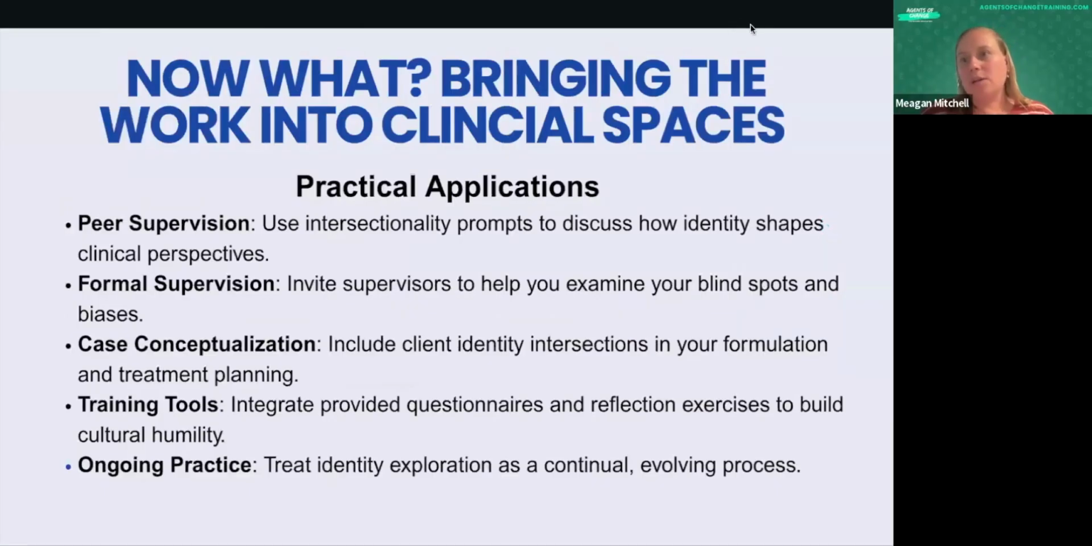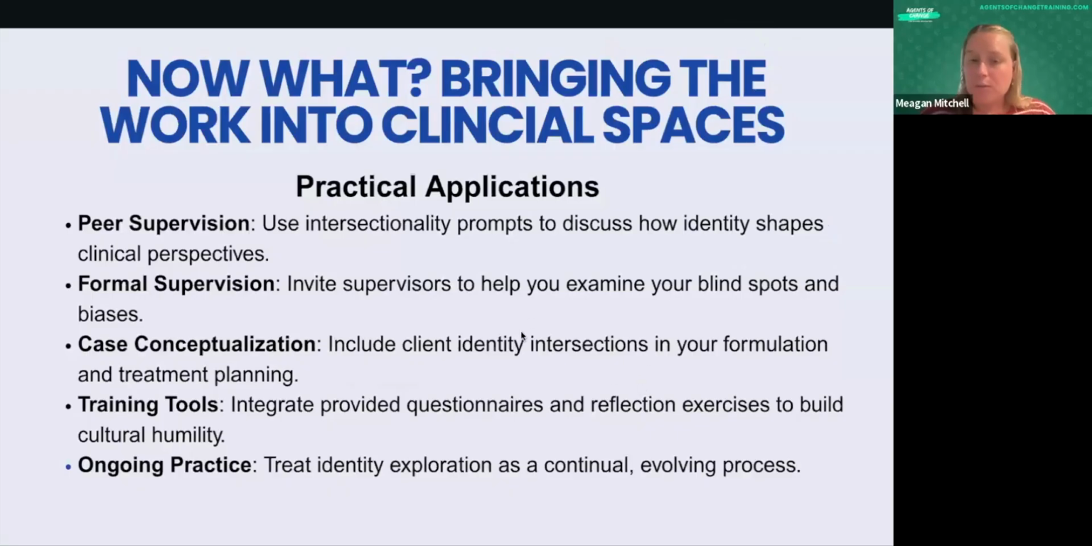Okay, so we've talked about all this. What can you do? If you are in peer supervision, use these prompts to discuss identity, be thinking of it. Always have this in the back of your mind.